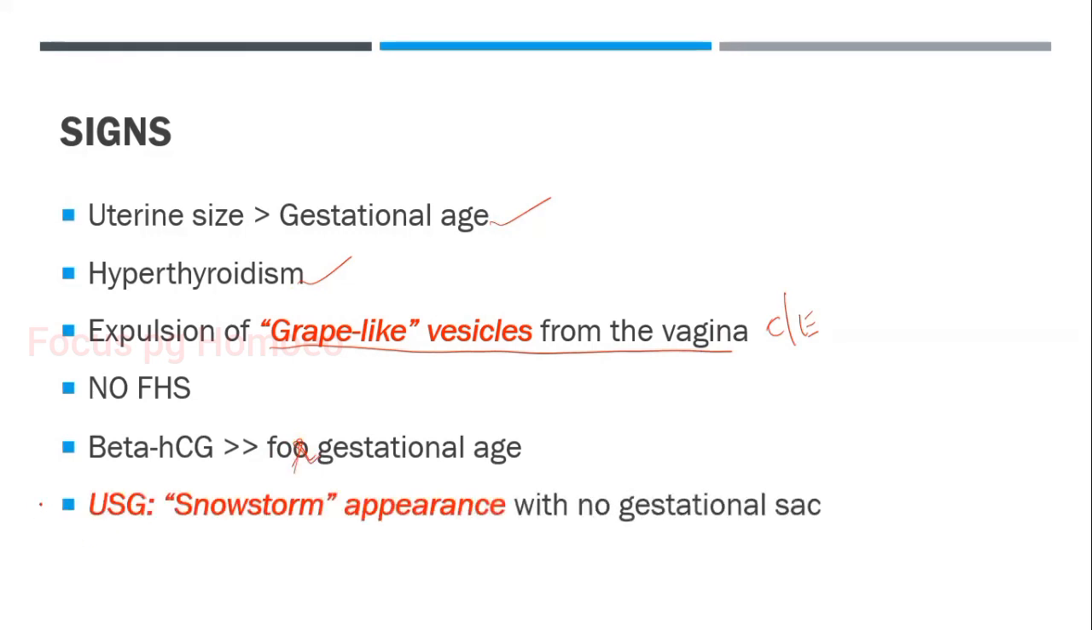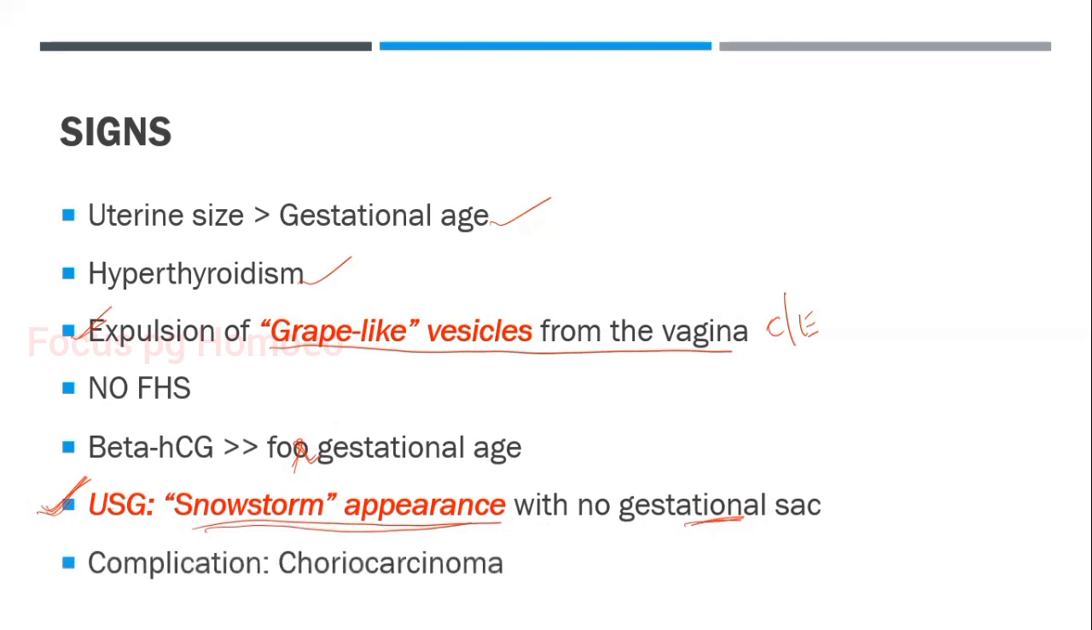And when USG is done, that is the radiological feature. So don't get confused between the clinical examination feature and the radiological feature. The clinical examination feature is grape-like vesicles seen from the vagina, and the USG or radiological feature is snowstorm appearance. Usually when USG is done, we have to see a gestational sac, but here there is no gestational sac. So here it is snowstorm appearance in the USG. The complication or transformation which usually occurs is choriocarcinoma.